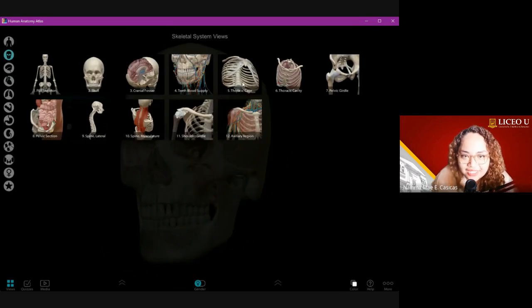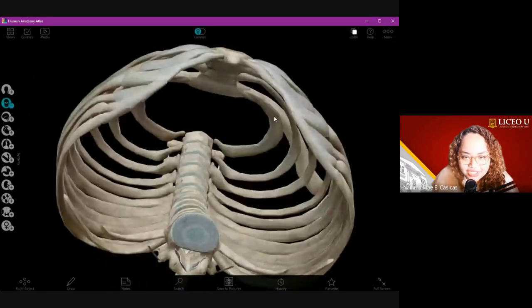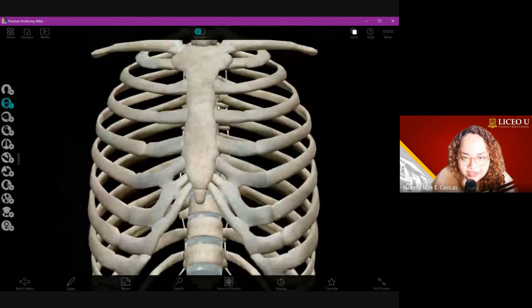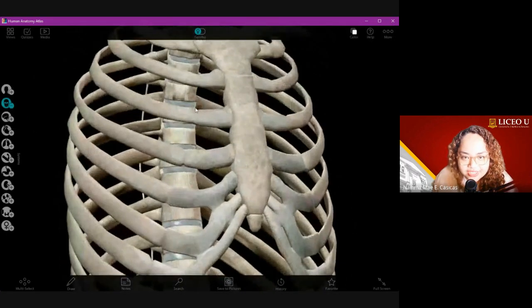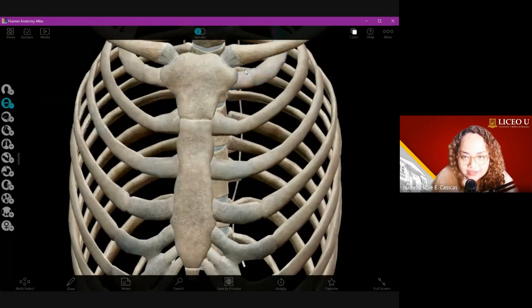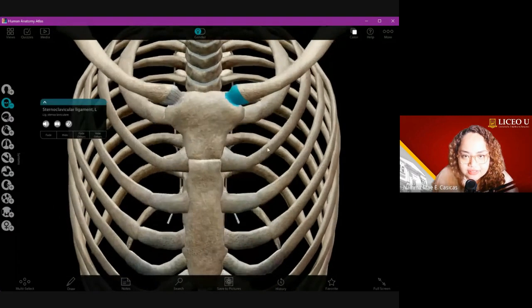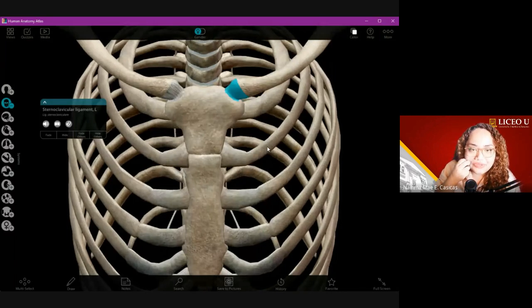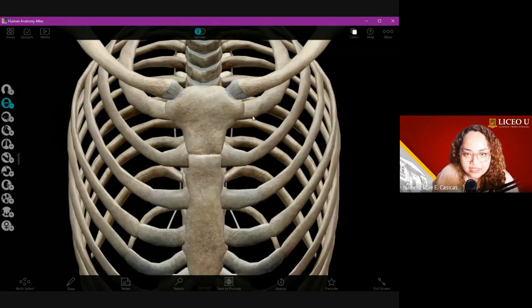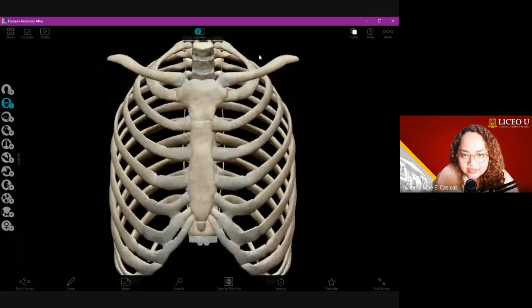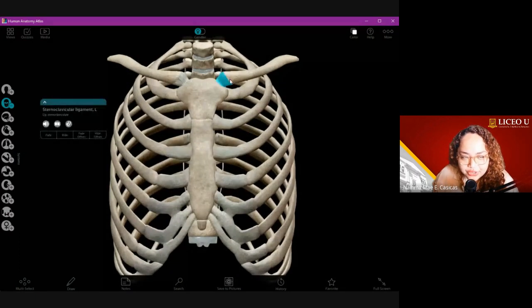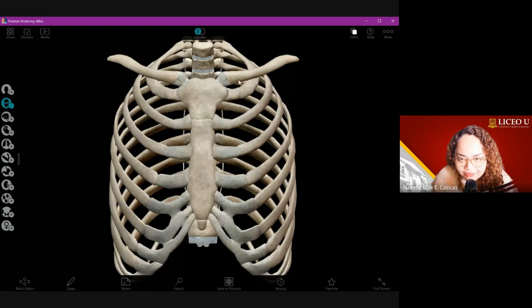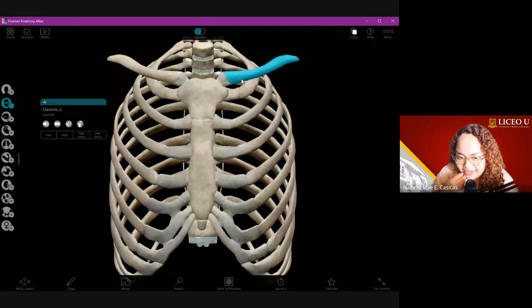Okay, let's go to the rib cage. These are the joints we talked about earlier. This is an immovable joint between your manubrium and your clavicle. Right here.